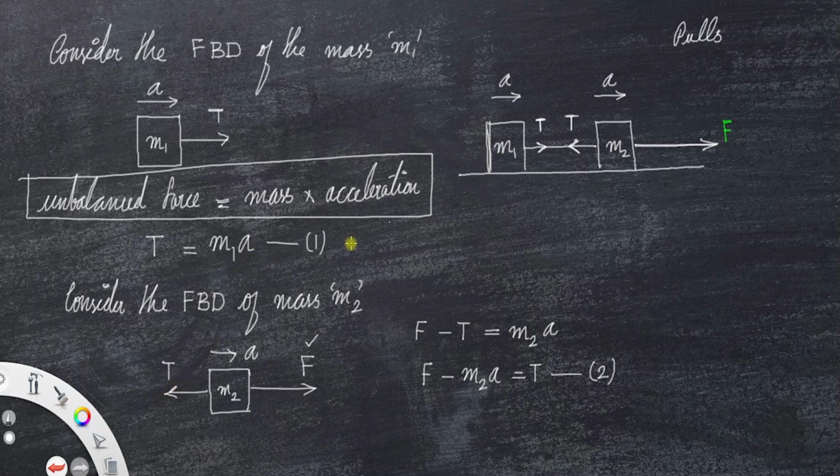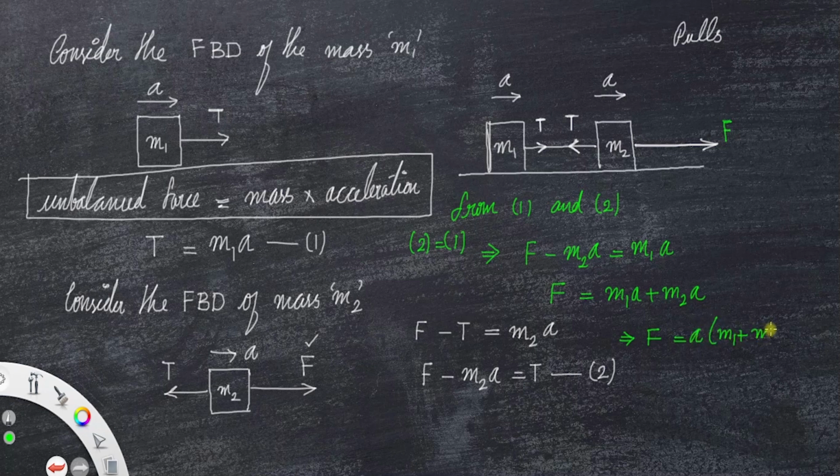Clear? When you compare 1 and 2, both these equations give the tension T. So we can write equation 2 is equal to equation 1. That implies F minus m2A is equal to m1A. Or you can write F is equal to m1A plus m2A. F is equal to, taking the acceleration as common, A times m1 plus m2. This gives acceleration A is equal to F upon m1 plus m2. Clear? So this is the expression for acceleration.